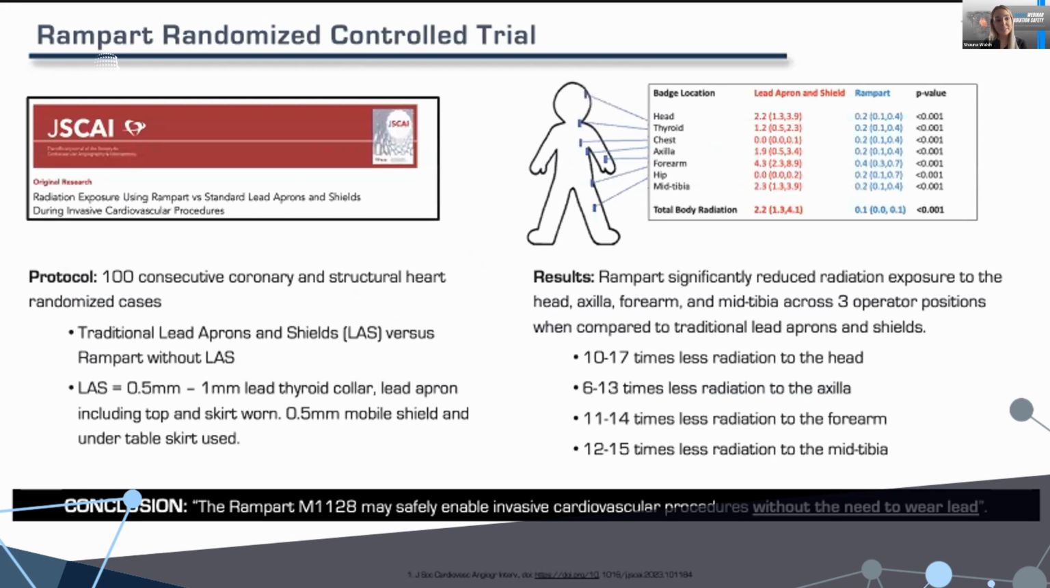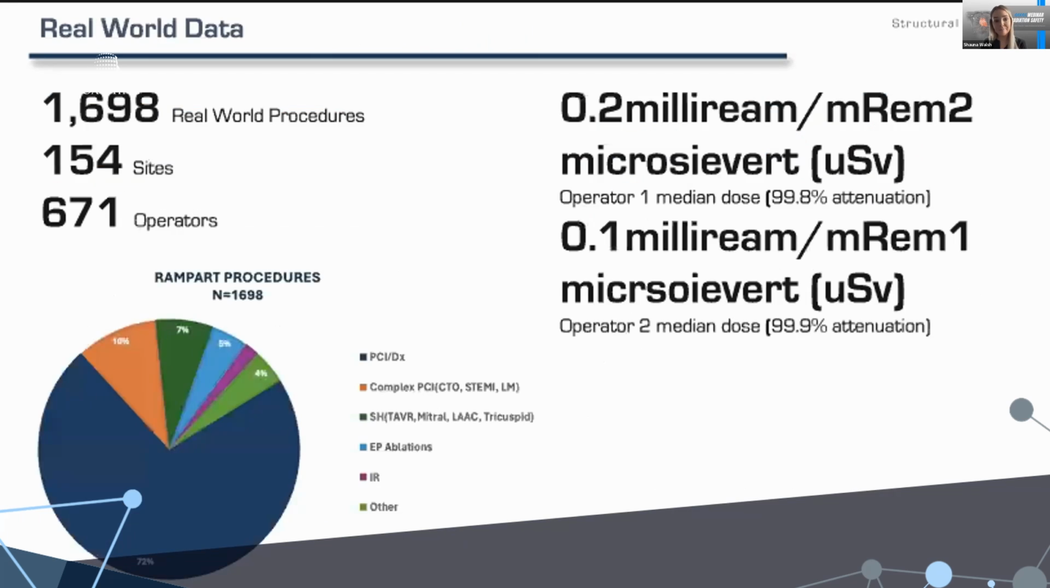So one of our independent studies, published in JSky last year, covered 100 consecutive coronary and structural heart randomized cases. 3 staff members were badged in multiple locations, and head and neck showed really fantastic results compared to traditional shielding. But overall, for whole body dose, there was a 20-fold reduction in radiation to the body with RAMPART, with the team out of lead, when compared to traditional shielding.